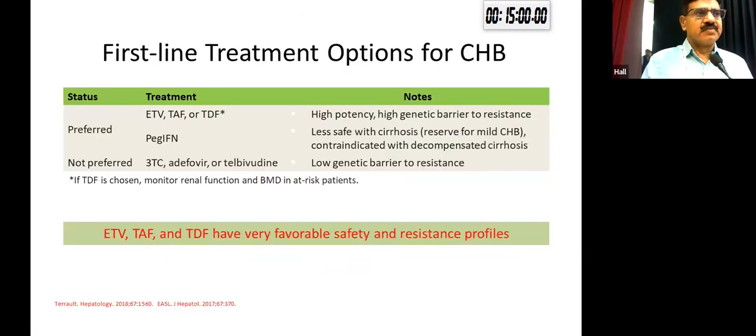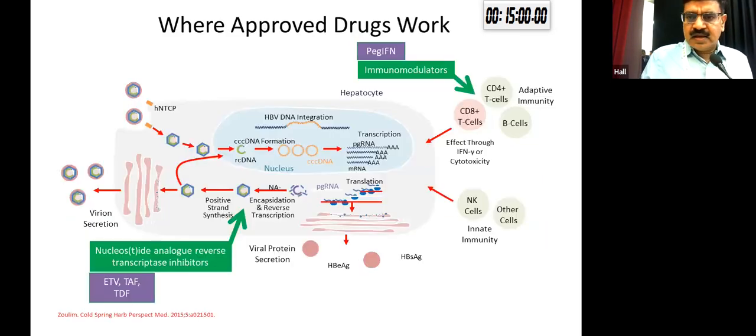The options available with us are pegylated interferon and the nucleoside analogs. We all know the nucleoside analogs currently available with us are entecavir and tenofovir. They are high potency, with a high genetic barrier to resistance, and they are used in most of the cases in our practice. Peg interferon, although available, is less used because of its side effects. The available therapies act at two levels.